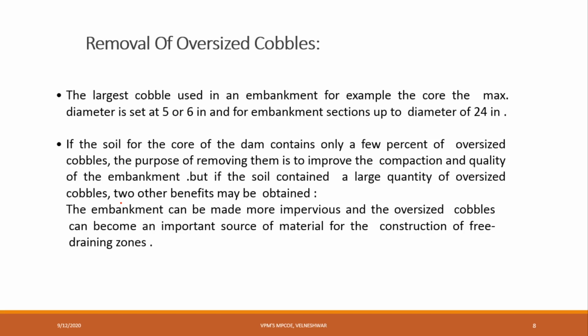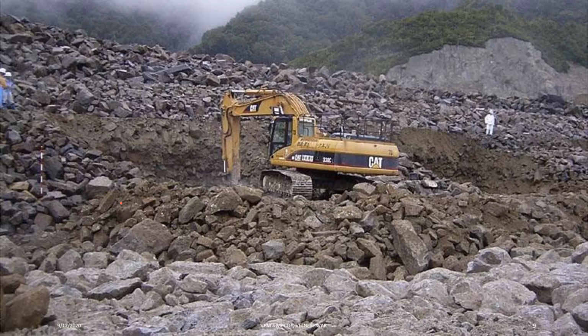What is the use of removing like this? It will increase the compaction process and quality. If quality is improving, then strength is immediately increasing. But if the soil contains a large quantity of oversized cobbles, two other benefits may be obtained. Here cobbles means nothing but large size aggregates. The embankment can be made impervious, and oversized cobbles can become an important source of material for the construction of free drainage zones. Generally, if you remove this oversized material, the drainage process will be good.